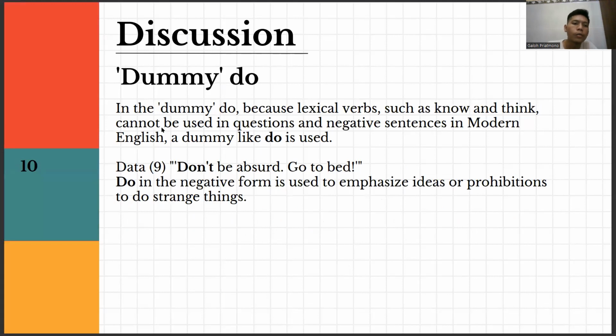The last type is dummy do. In the dummy do, because lexical verbs such as know and think cannot be used in questions and negative sentences in modern English, a dummy like do is used. Data 9: don't be absurd, go to bed. Do in the negative form is used to emphasize ideas or prohibition to do strange things. So the speaker is warning his audience to not do strange things and go to bed instead.